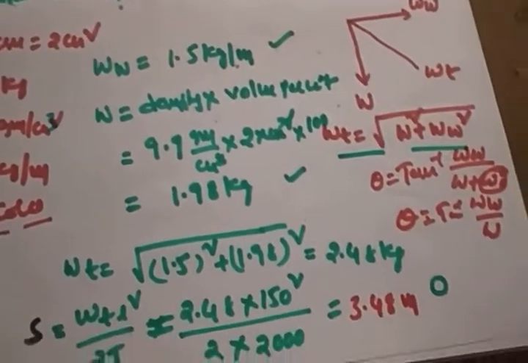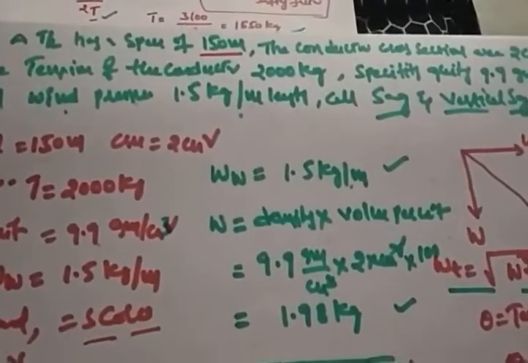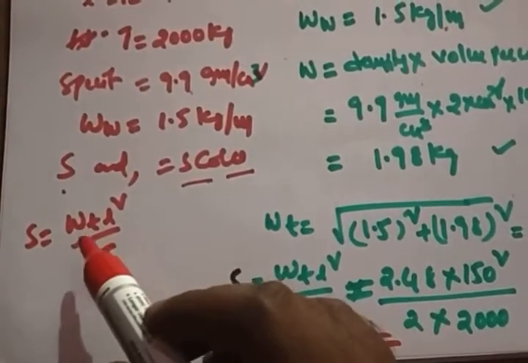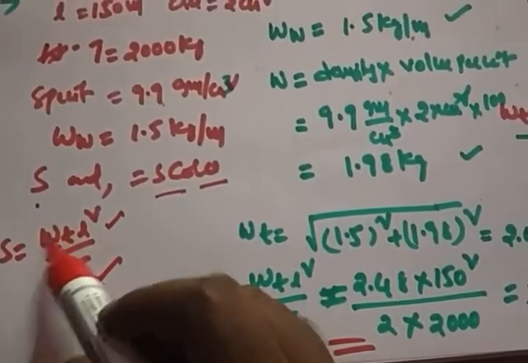Got it now? So you find out the theta value. After that, first you have to find out the WT. To calculate the sag, you require WT, L and T. You know the L value, you know the T value. So you have to calculate WT.